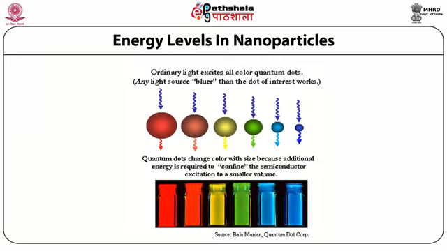So ordinary light excites all color quantum dots. As you can see over here, any light source bluer than the dot of interest works. So here a quantum dot changes the color with size because additional energy is required to confine the semiconductor excitation to a smaller volume.